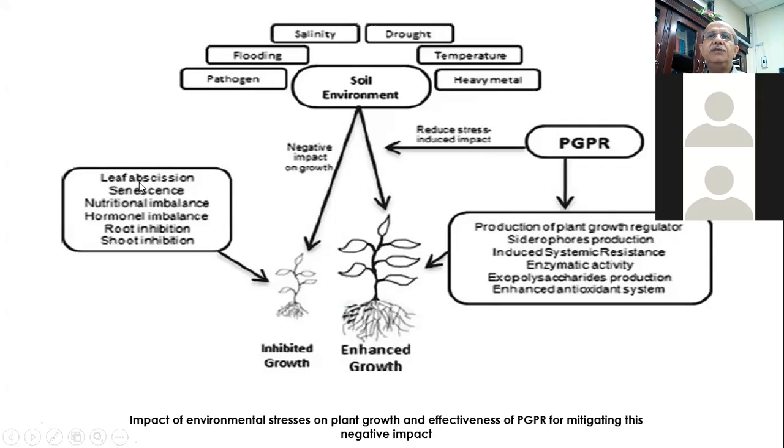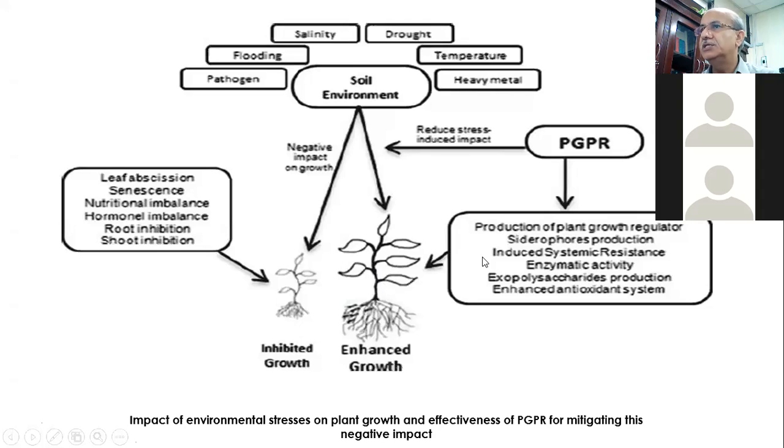It may be in the form of leaf abscission, senescence, nutritional imbalance, hormonal imbalance, root inhibition, or shoot inhibition. So due to any of these reasons, the growth is inhibited. But when you inoculate with PGPR, they reduce that inhibitory effect, that negative impact on growth. How do these PGPR reduce the stress-induced negative impact? The negative impact induced due to these stresses is reduced and you can see better growth.